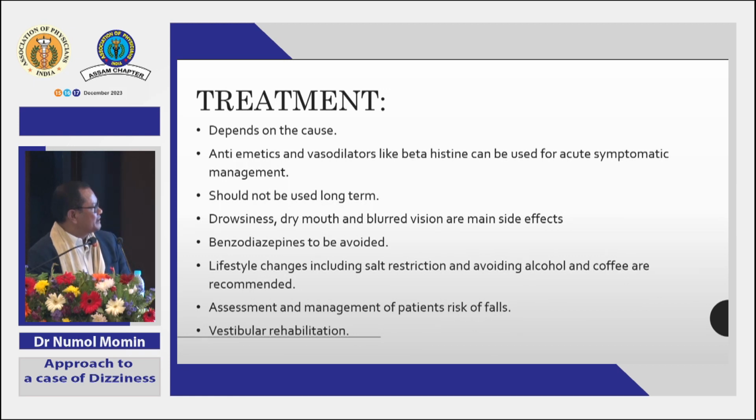But one thing is benzodiazepine. If an epileptic patient is taking this group of drugs, it should be avoided because benzodiazepine causes more precipitation of the vertigo. Lifestyle changes, obviously, are required in every disease, not only in vertigo. Other surgical intervention also may be required according to the diagnosis.